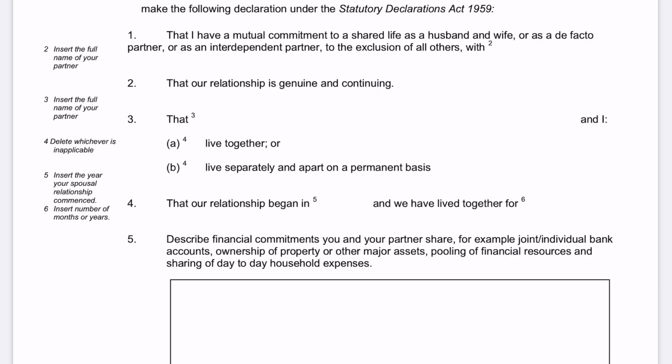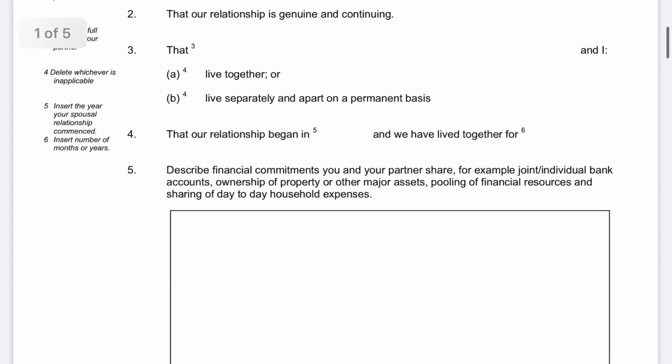Three, you see, delete whichever is inapplicable. So delete, like in 4 we see the same, delete whichever is inapplicable. Insert number 5, began in, insert the year, only year. Your spousal relationship commenced, insert the number of months or years. So write down like 10 months, 12 months, 24 months, 26 months, whatever is applicable, or 2 years, 3 years, whatever.